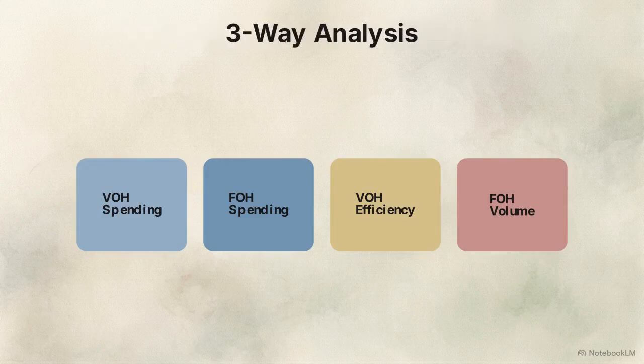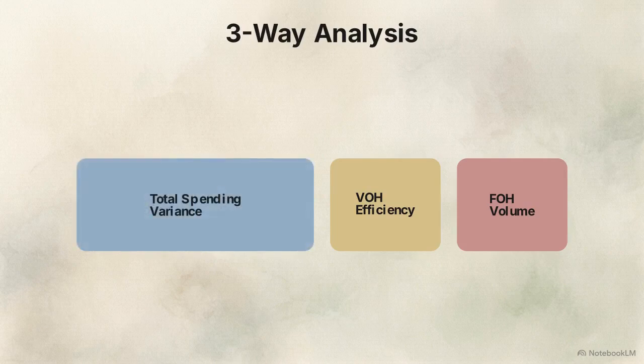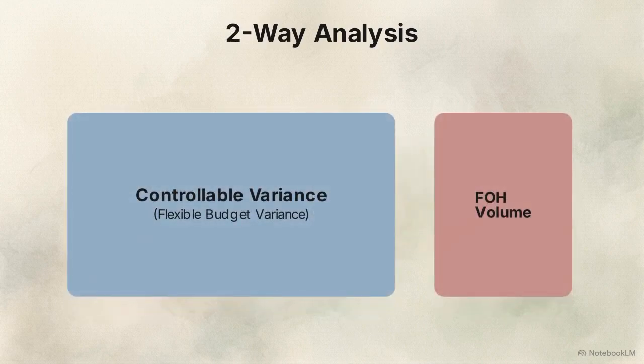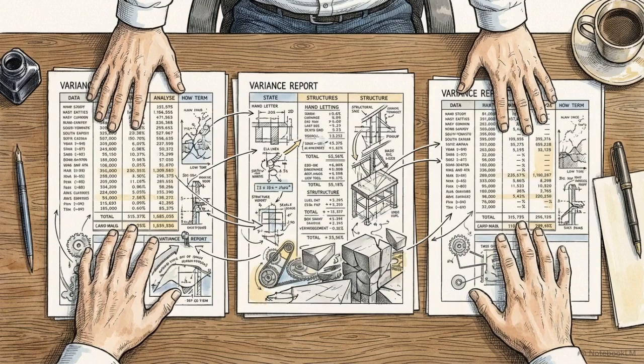The first level of aggregation is three-way analysis. Here, variable and fixed spending variances combine into a single total spending variance, while efficiency and volume remain separate. The next level of compression is two-way analysis. This combines all spending and efficiency metrics into a single flexible budget variance, often called the controllable variance. This two-way model perfectly separates the operational factors the production manager controls from the production volume variance, which they do not. N-way analysis empowers organizations to tailor the feedback loop, ensuring specific managers are evaluated solely on the variances they actually have the authority to influence.